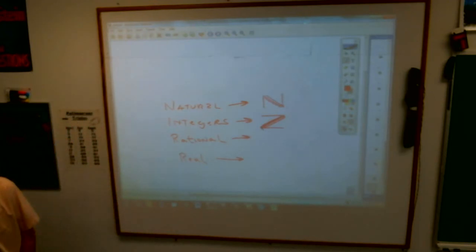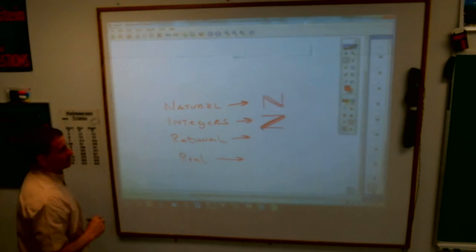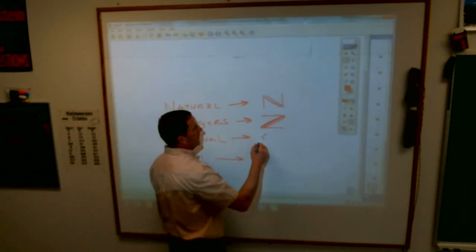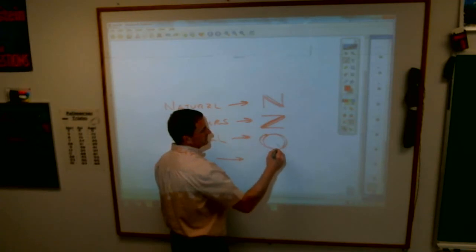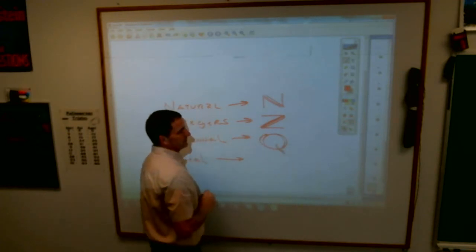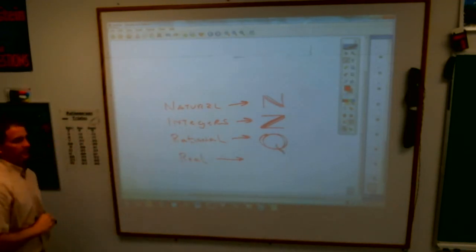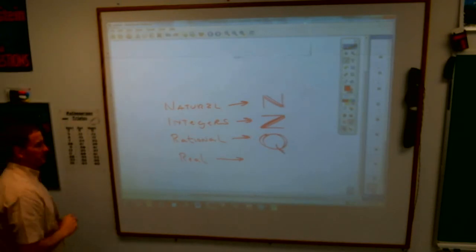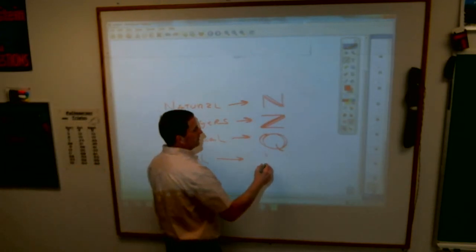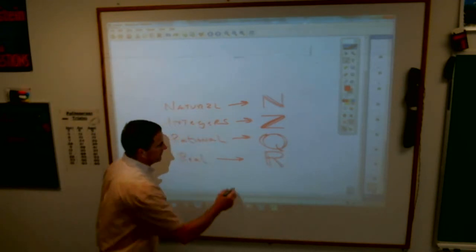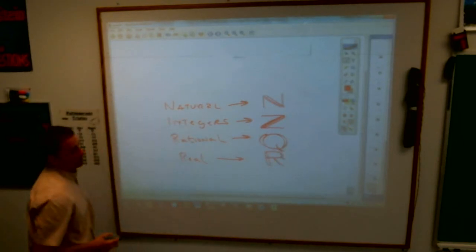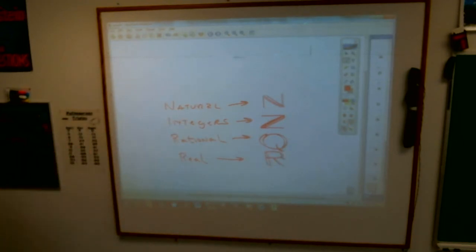Rational numbers, everybody taking a stab? Wow, good job. Q. And then real numbers actually does make sense because they do use the letter R. But notice they're fancy little R's. You got all these double lines going around. That's what it looks like in the book. It's so small.